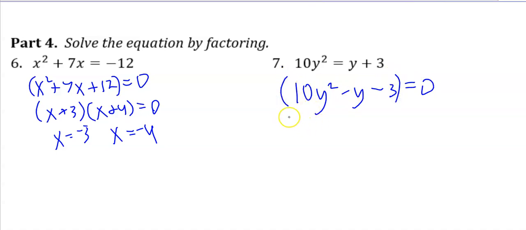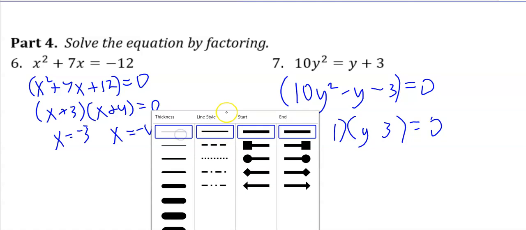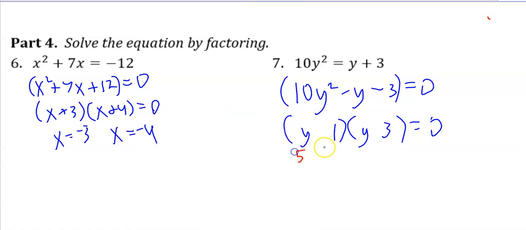Try to factor that. So I'm going to try guess and check. We always do AC if we need it. I would start with 3 and 1. I know there's a y there, but I'm not sure what the coefficient is. It could be 5 and 2, 2 and 5. Just put 5 and 2. It could be 10 and 1 or 1 and 10, right? So I really don't know the answer here.